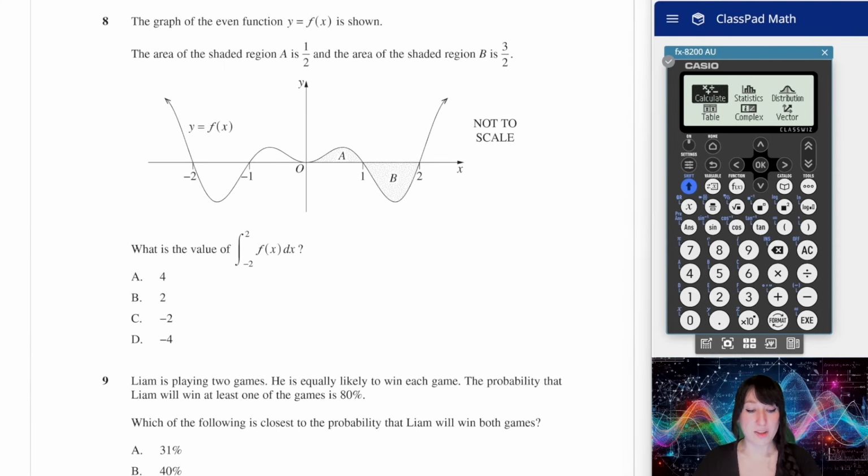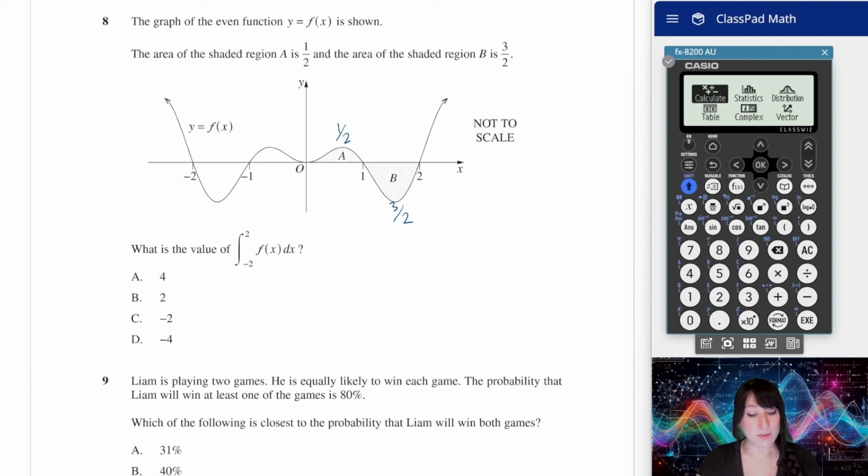Question 8. The graph of the even function y equals f of x is shown. The area of the shaded region A is 1/2, and the area of the shaded region B is 3 over 2. What is the value of the integral from negative 2 to 2 of f of x? So we have an even function, which means it's symmetric over the y-axis. We're told that this region here at A is 1/2, and this region here at B is 3 over 2.